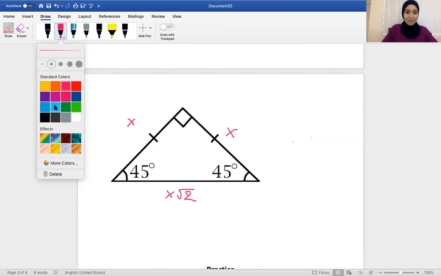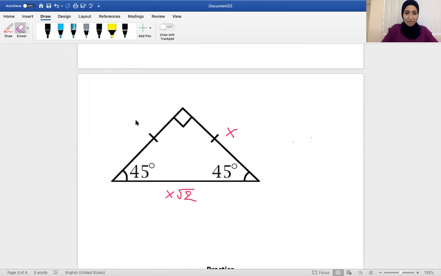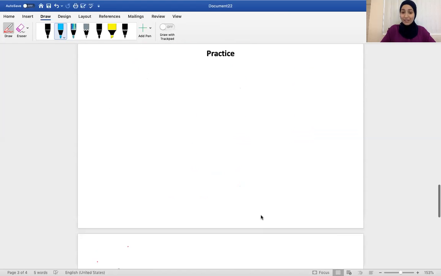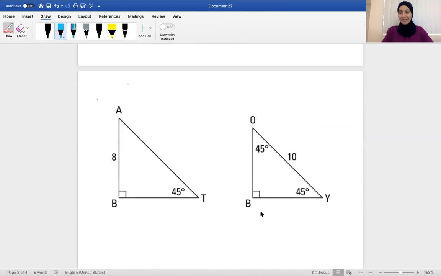So let's see, I have here a measurement of 10. If this side is equal to 10, what would this side be equal to? Are we good with 10? Okay, what about here? Are we good with 10 radical 2? Exactly. So again, please pause the video and try to do this by yourself, then we will come back together.